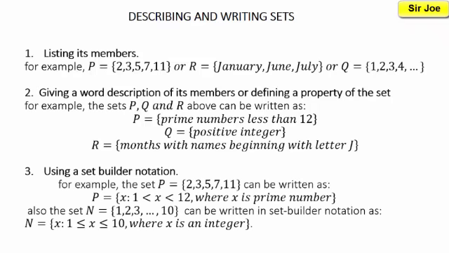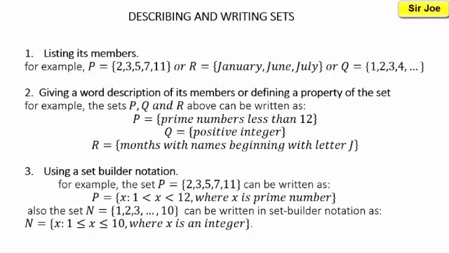Now let's look at the third one, using set builder notation. For example, the set P = {2, 3, 5, 7, 11} we can also write as P = {x : 1 < x < 12, where x is a prime number}. So that's how the set builder notation is. If you have been given the set builder notation, then you should know how you are going to list the elements in it.